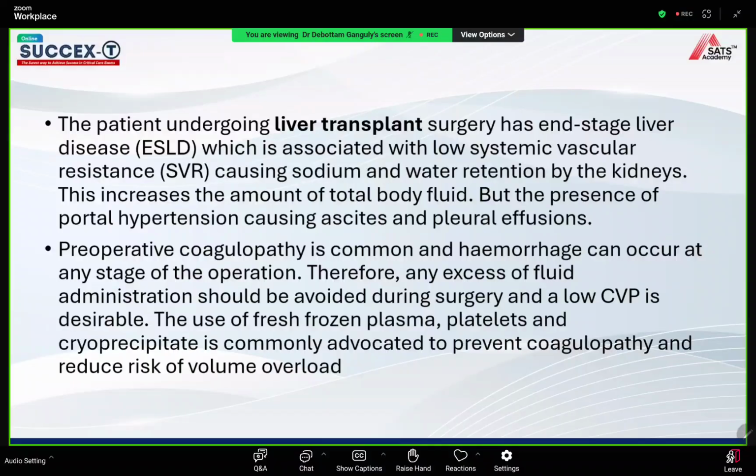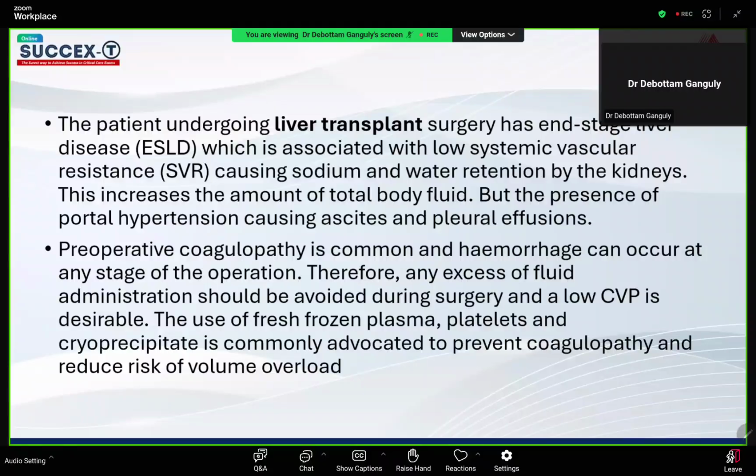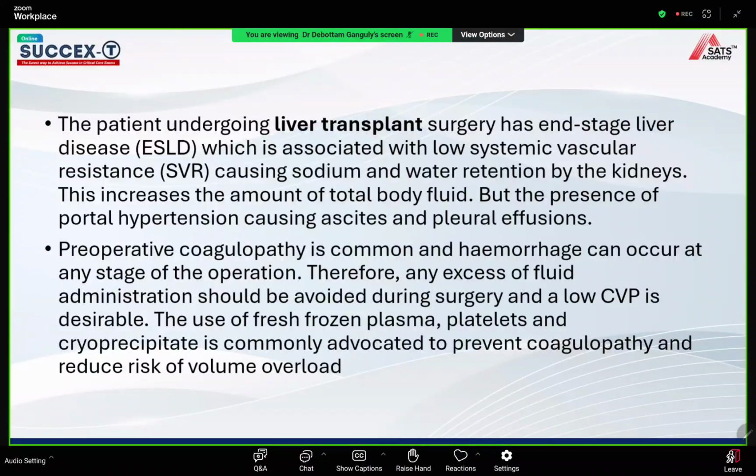Patients undergoing liver transplant surgery have end-stage liver disease, which is associated with low systemic vascular resistance, causing sodium and water retention by the kidneys. This increases the amount of total fluid, but with the presence of portal hypertension, there is a chance of ascites and pleural effusion also. Preoperative coagulopathy is common and hemorrhage can occur at any stage of the operation. Therefore, any excess fluid administration should be avoided during surgery and low CVP is desirable. The use of FFP, platelets and cryoprecipitate is commonly advocated to prevent coagulopathy and reduce the risk of volume overload.